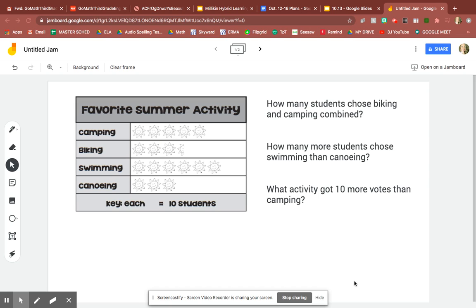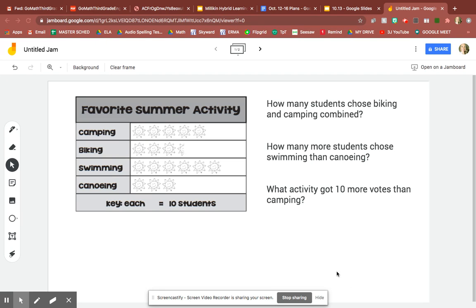Hi students. Today we're going to go ahead and review for our math test this week. Now our math test is going to be on Thursday, and that's going to be over graphs, just like we have been learning in chapter 2. So today we're going to review picture graphs and bar graphs. So we're going to go ahead and start with this picture graph.